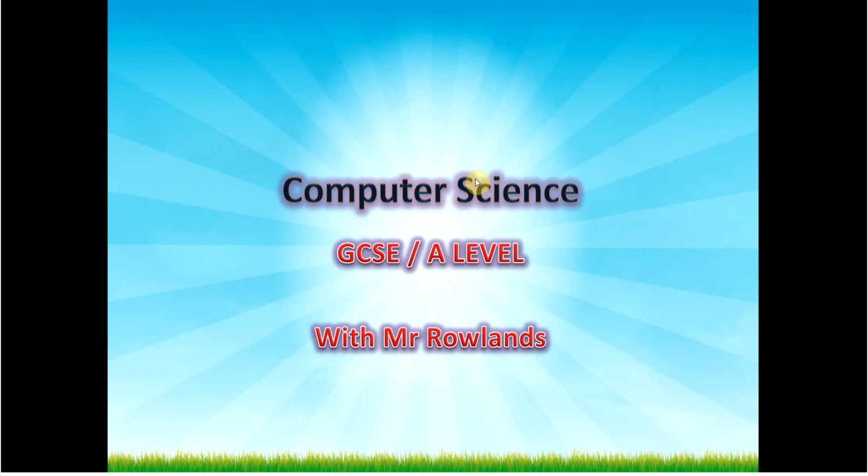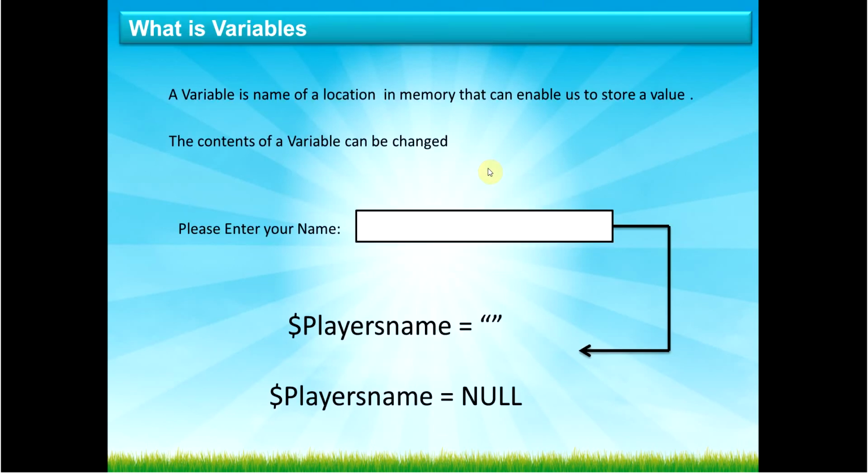So, first thing we are going to look at is what is a variable? A variable is a name of a location in memory that can store a value. The good thing to remember about this is that the value can change, hence the name. It is a variable, therefore it can vary what the value is.